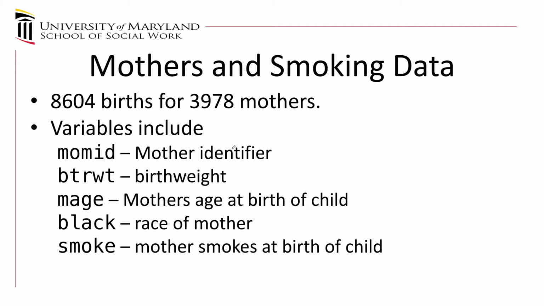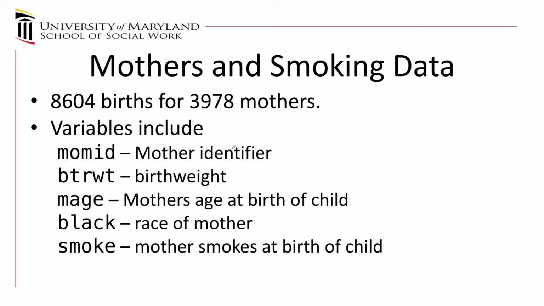So we have over 8,000 births across about 4,000 mothers. Each mother in the data set has at least 2 births. We have a mom identifier called mom ID. We have a birth weight measure, measured in grams. We have the mother's age at birth of child. We have a race variable denoted as black, but the contrast, of course, would be white, which is the baseline. And then we have a variable indicating whether the mother smokes.